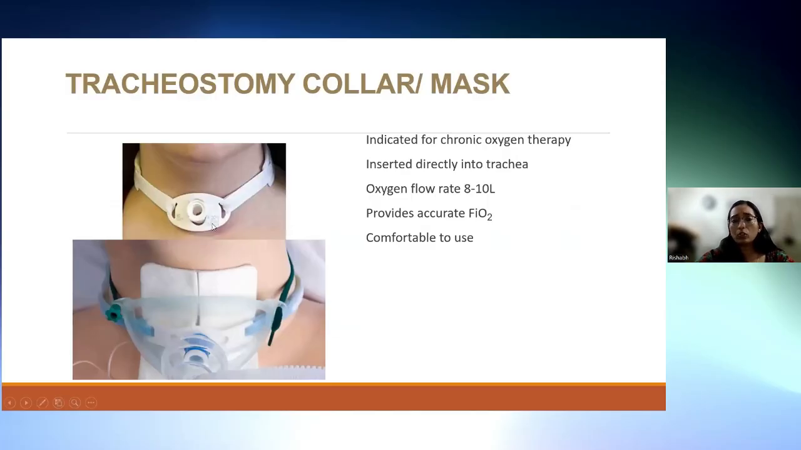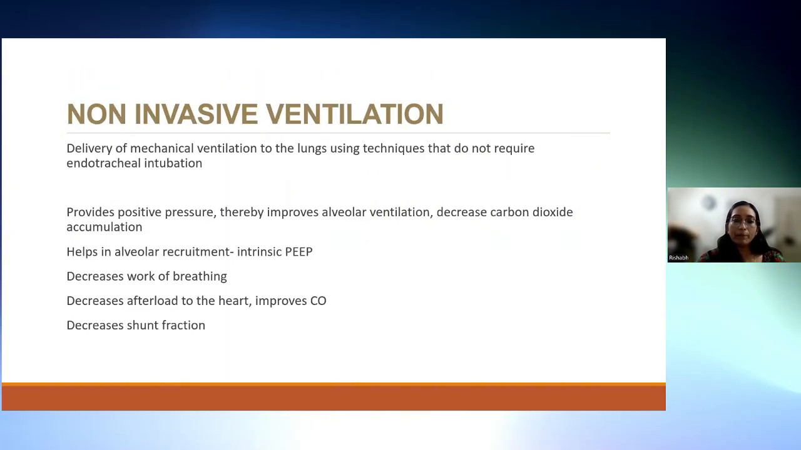Then there's something known as a tracheostomy collar. Now, this is indicated for chronic oxygen therapy, and it is inserted directly into the trachea. The oxygen flow rate is about 8 to 10 liters. It provides saturated FiO2. It is very comfortable to use.